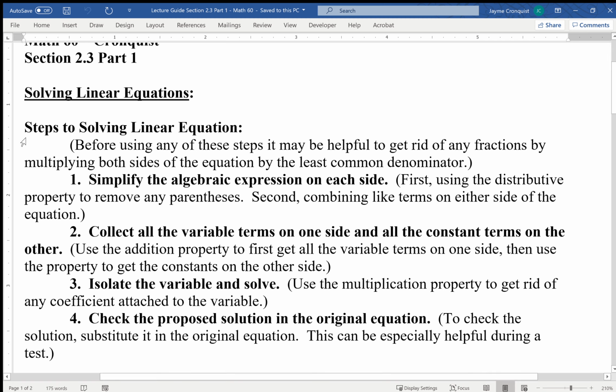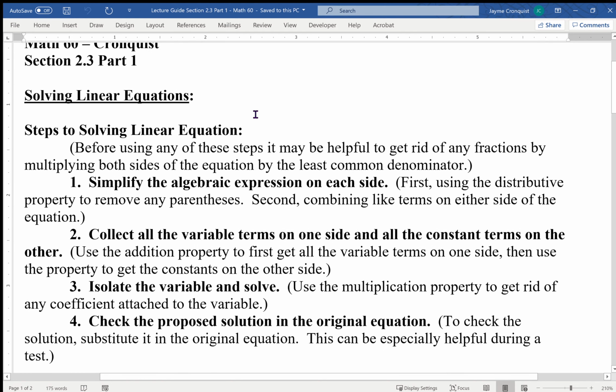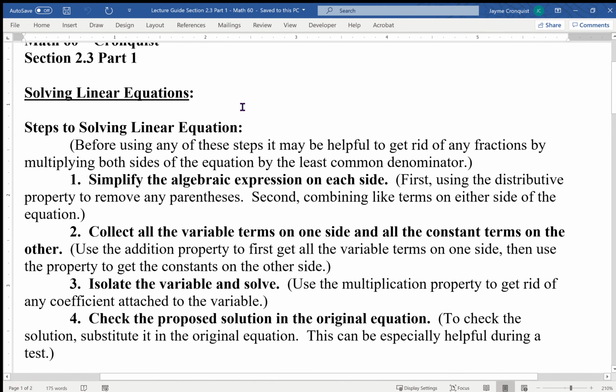Good morning. We're working on section 2.3, part 1. We're going to be talking about solving linear equations, and we will continue this discussion tomorrow. Okay, steps to solving linear equations.